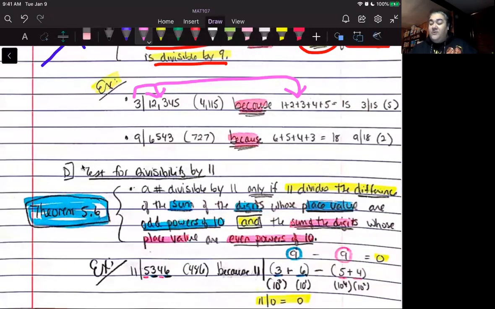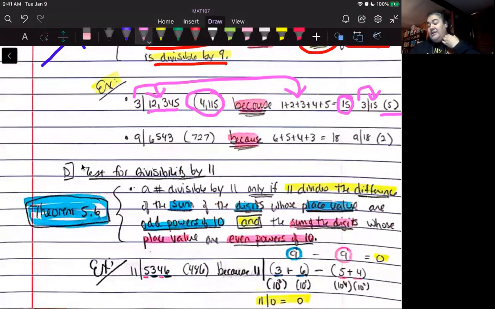It's 1, 2, 3, 4, 5. We add them together. The sum is 15. 3, we know from knowing our fact tables, divides into 15 evenly 5 times. So because 3 divides into the sum evenly, we can say that it will divide into the entire number evenly, and it sure does. It divides in 4,115 times.